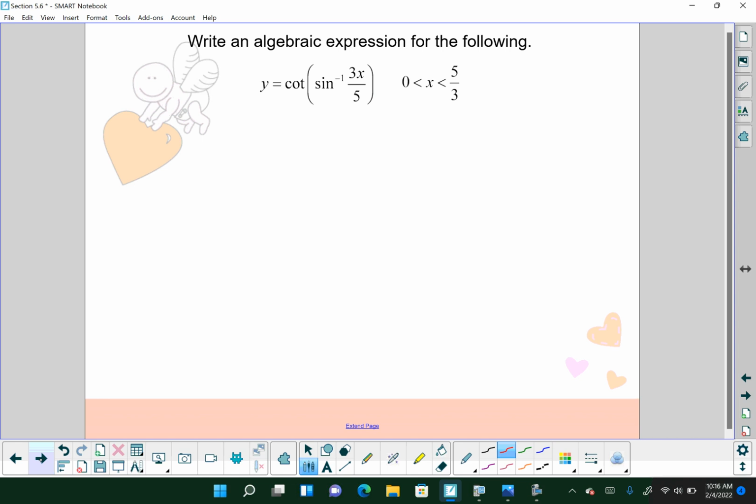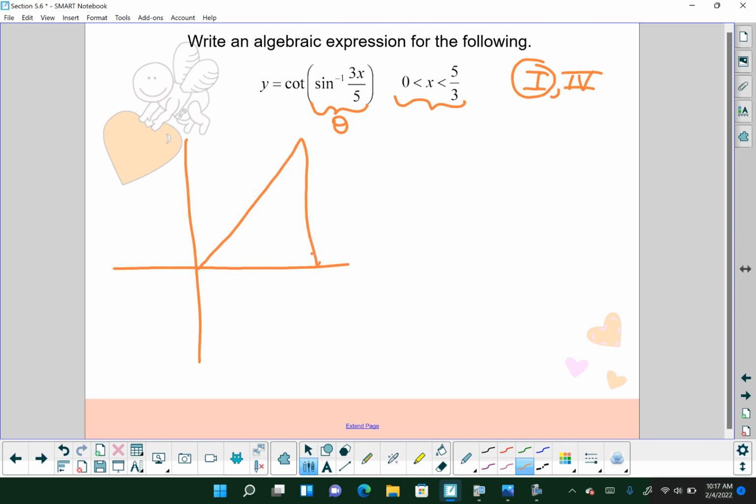Okay, let's try another one. We've got y equals cotangent of inverse sine of 3x over 5. All right, so that inverse sine in the middle, we're going to think of that like a theta. The answer to that is an angle that we're trying to find. Inverse sine is defined in 1 or 4, and they're actually going to give us a little hint here. They're saying x is a positive number. It's between 0 and 5/3. Well, if x is a positive number, then 3x over 5 is also positive. So my sine is positive, which means I must be in quadrant 1. That helps me draw my picture.